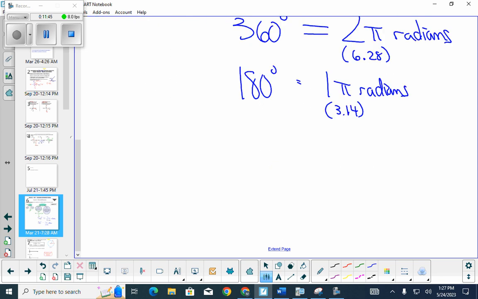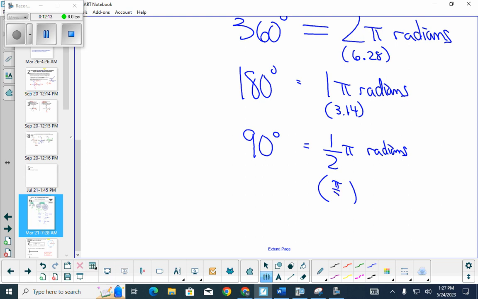So let's keep going here. What would 90 degrees be? So if 360 is 2, 180 is 1, what would 90 be? Half of a pi. I'm just dividing them by halves. Now, usually we write this like that. We don't put the 1 in. But if you want to write the 1 in, you do you.